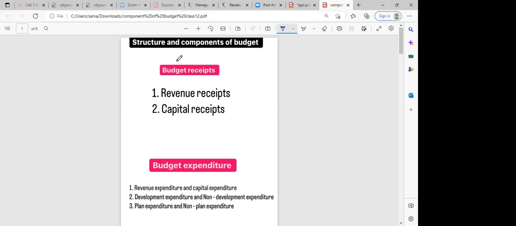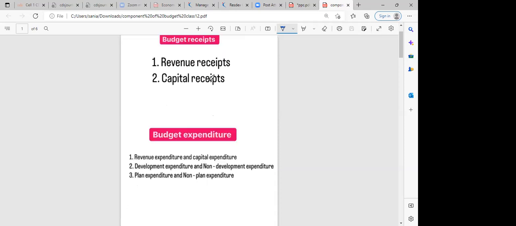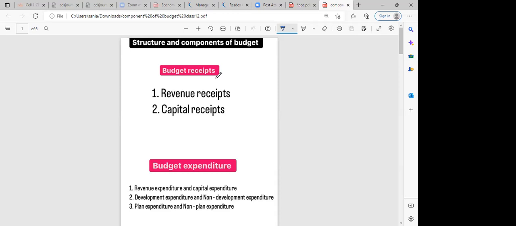So these are the components. There are two components of budget, one is receipt and one is expenditure. Receipt means what you are receiving, and expenditure is what you are spending. So the two components are budget receipt and budget expenditure.